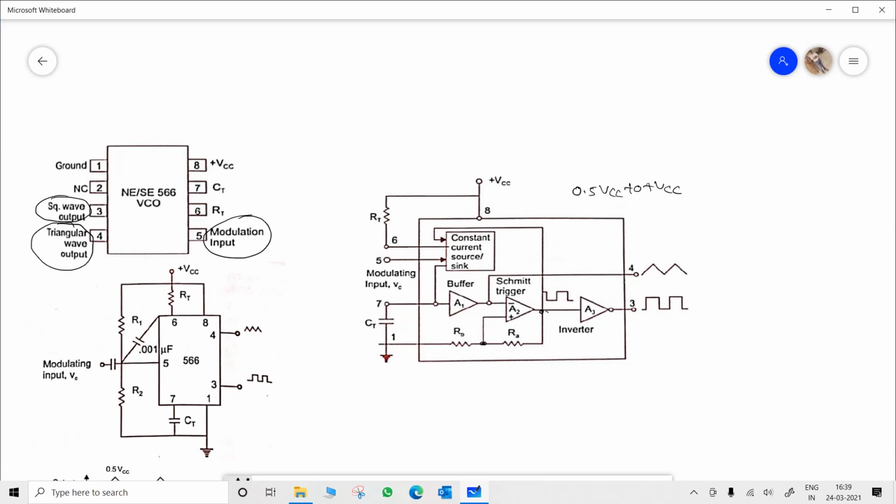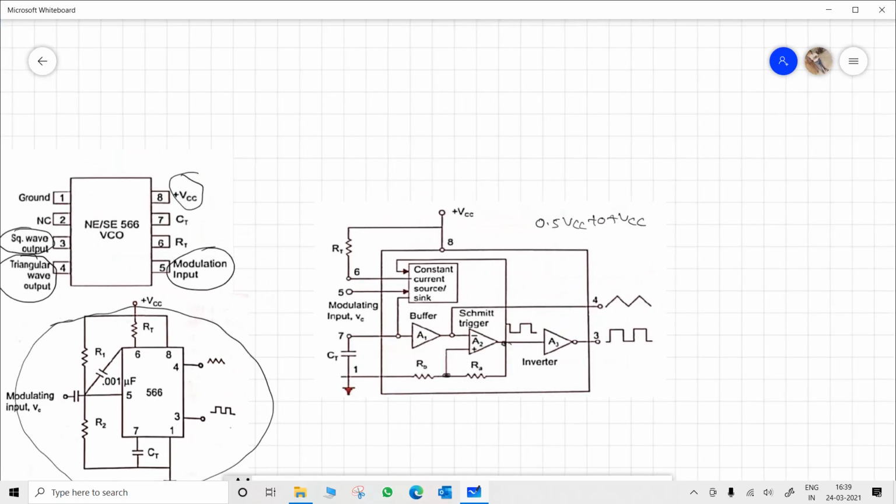At the 6th terminal you connect your external resistor RT. At the 7th terminal you connect the external capacitor CT, and then at the 8th terminal you have your bias voltage VCC. And this is how you are going to connect externally to the IC. If you check the block diagram, we'll be able to understand the working of this VCO.